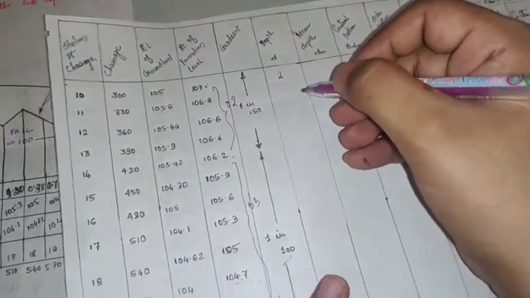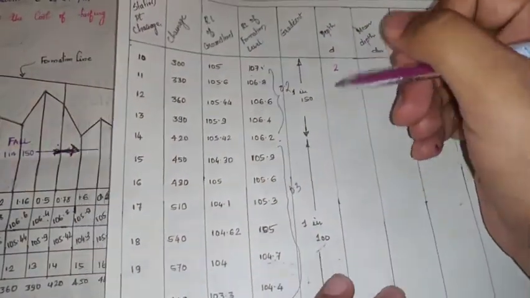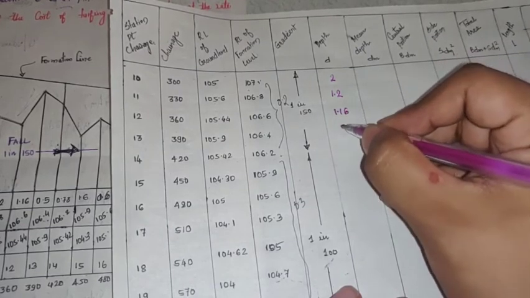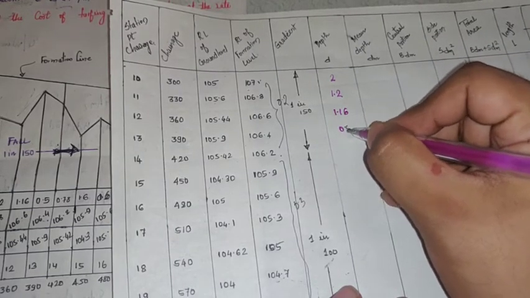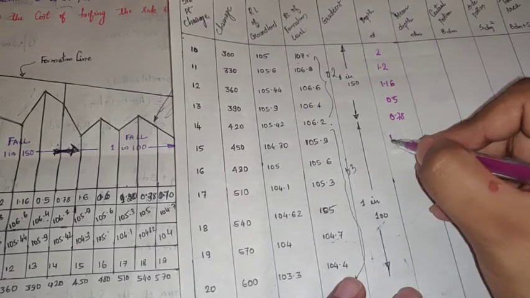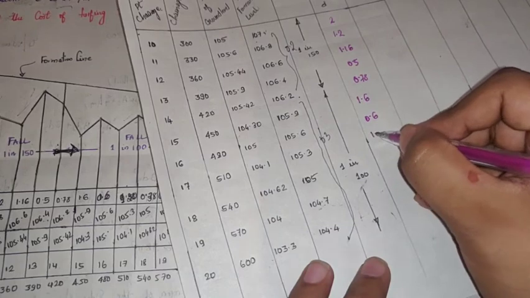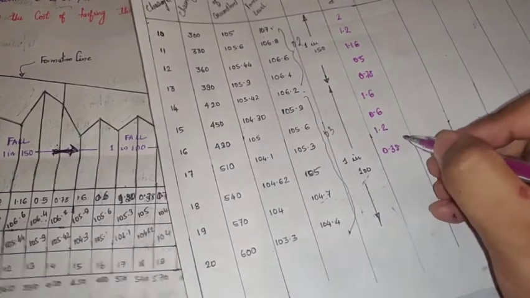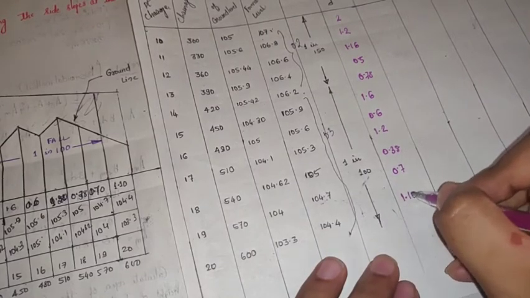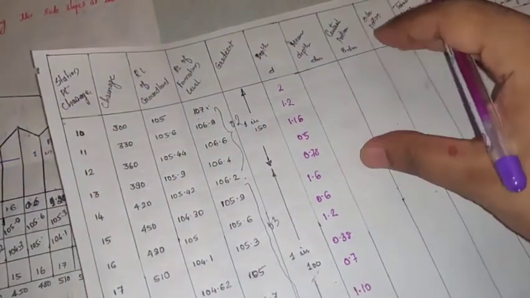106.8 minus 105.6. You have to take the difference from higher level to the lower level. So this is 2. Similarly, this is 1.2, this is 1.16, 0.5, this is 0.78, so this is 1.6, this is 0.6, 1.2, 0.38, 0.7, 1.1. This I have already worked out to reduce my time, but you can calculate this separately.